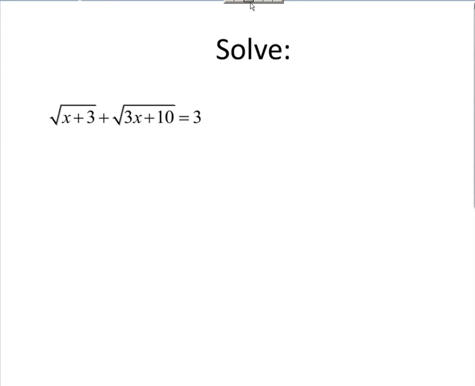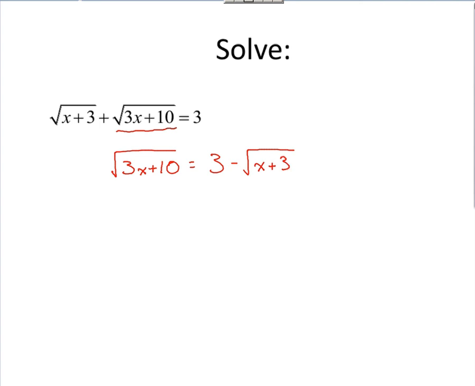All right. What was nice about the previous two problems was we already had one square root that was by itself on one side. So I would encourage you on a problem of this type to at least get one of the square roots by itself. Maybe this guy. Doesn't matter. I'm just choosing that second root there. So if I isolate the square root of 3x plus 10, that would equal 3 minus the square root of x plus 3.